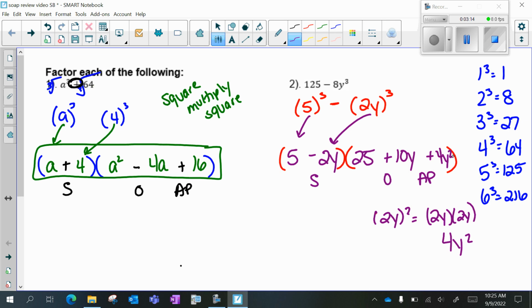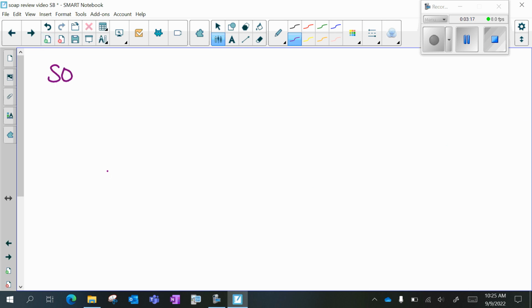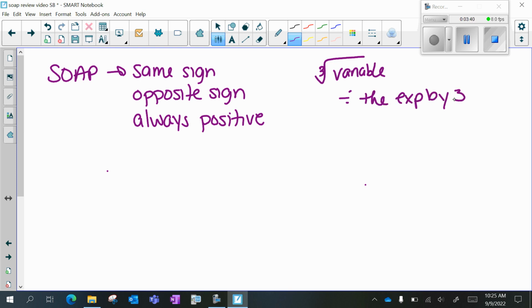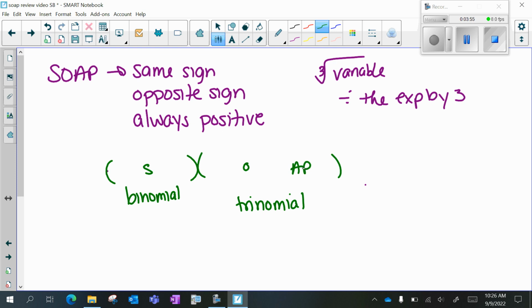So a couple of key things to remember. SOAP: same sign, opposite sign, and then always positive. To cube root a variable, you're going to divide the exponent by 3. When you set up your parentheses, it is always going to be a binomial times a trinomial, using same sign, opposite sign, always positive.